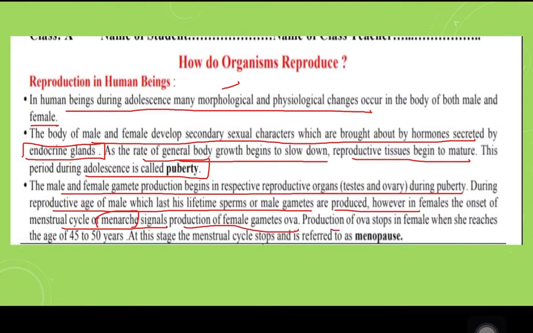The production of ova stops in a female when she reaches the age of 45 to 50, and this is known as menopause. So these two words are very important. Menarche means start, and menopause means stop.